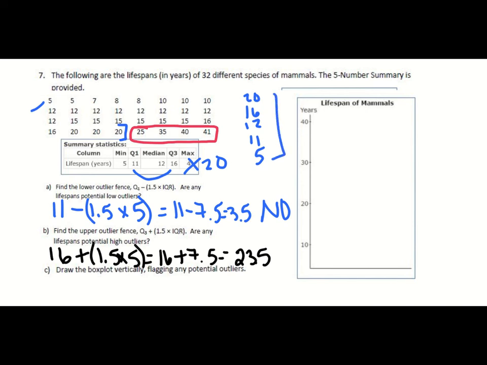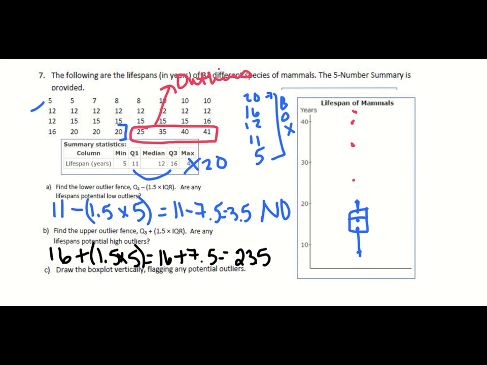This is for my box plot. And then these are all outliers. So the 25, the 35, the 40, and the 41, these are all outliers. So my 5, my 11, my 12, my 16, and my 20 give me my box. And then my outliers, 25, 35, 40, and 41. There's my graph with my outliers.